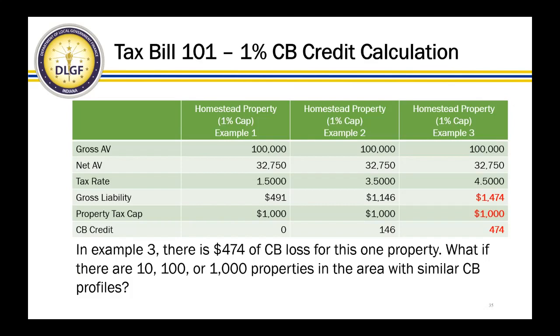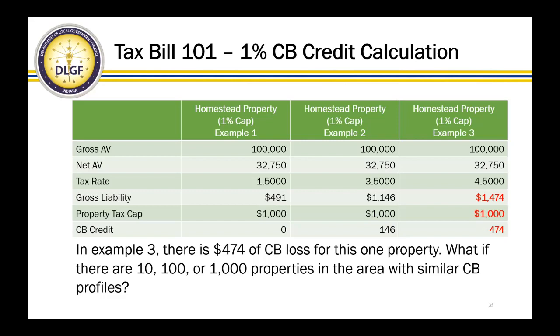And so let's go back to that example we looked at before, example number three, where for that one property, what a unit thought it was going to collect when the bills went out was $1,474. What the taxpayer actually paid was $1,000. So for this one single property, there was a $474 credit benefit to the taxpayer, while simultaneously there was a $474 loss to the unit and units that thought they were going to receive that money during their settlement. What happens if there's 10 parcels that meet this criteria, or 100 parcels, or 1,000 parcels, or 10,000? We can see how the circuit breaker losses start to rack up pretty quickly.